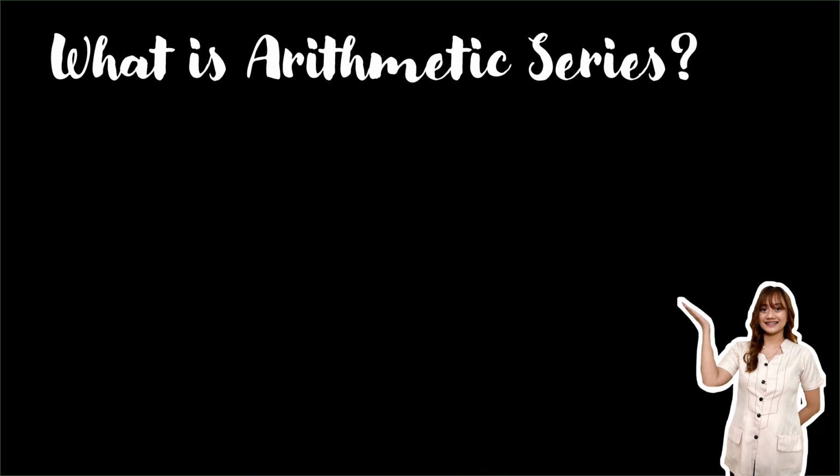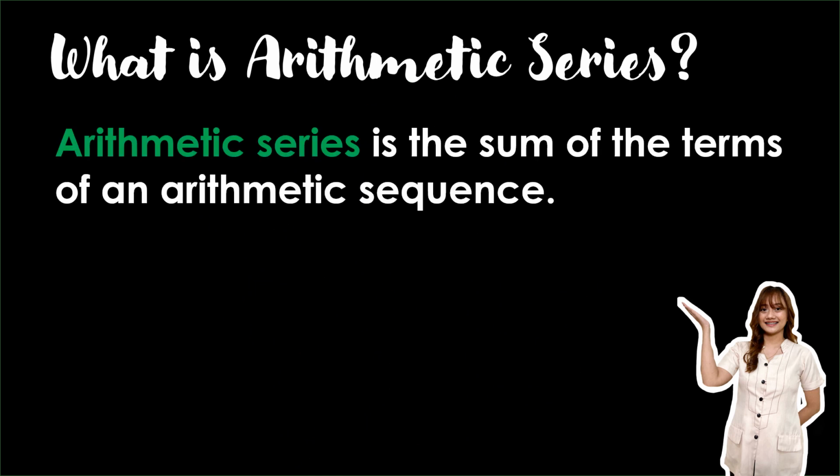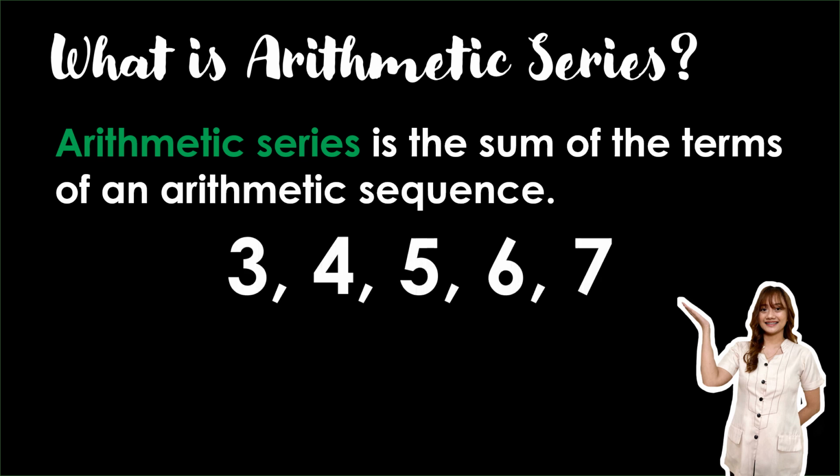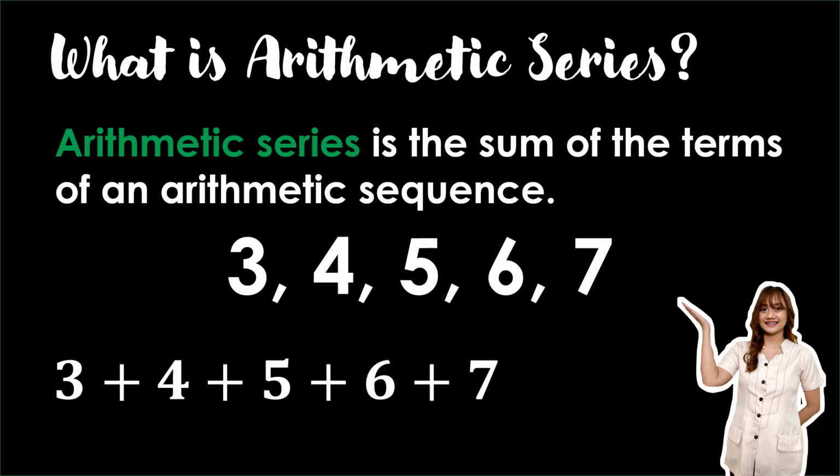Now, what is arithmetic series? Arithmetic series is the sum of the terms of an arithmetic sequence. If the terms of the sequence 3, 4, 5, 6, 7 are expressed as a sum, this becomes an arithmetic series: 3 plus 4 plus 5 plus 6 plus 7. And if we add these terms, we get 25.